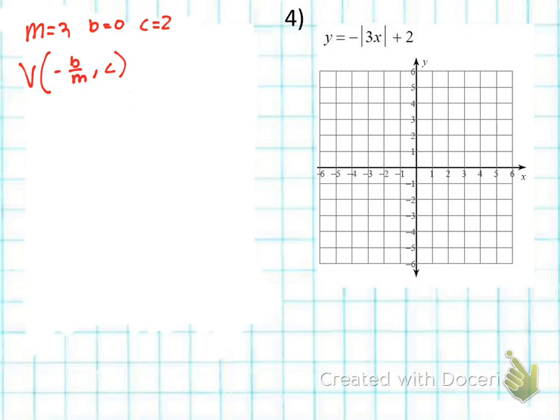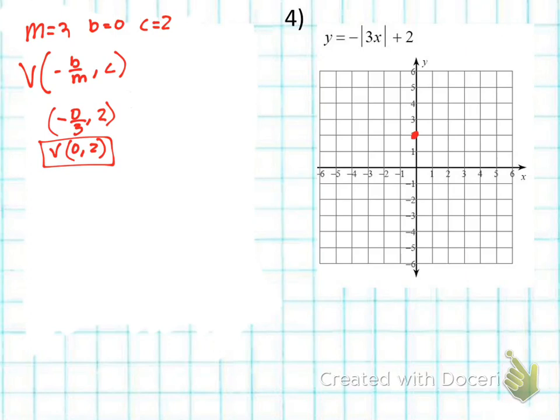Okay, so what's my vertex going to be at? 0, 2, right? Because B is already 0, so you could assume it's going to be 0, 2, because we have negative 0 over 3, 2, and 0 divided by 3 is just 0, so it's going to be 0, 2. Okay? That's your vertex. So this is nice. If it's on a lattice point, it's going to open down.